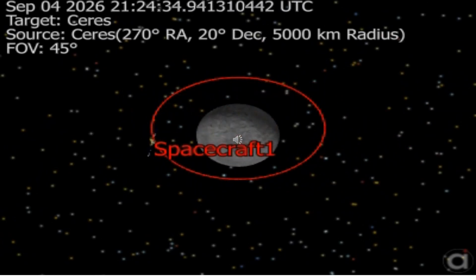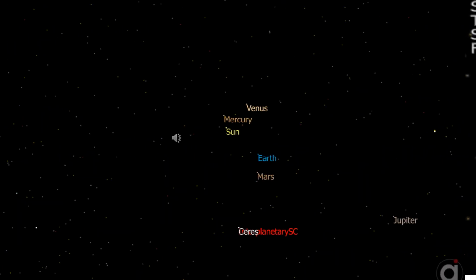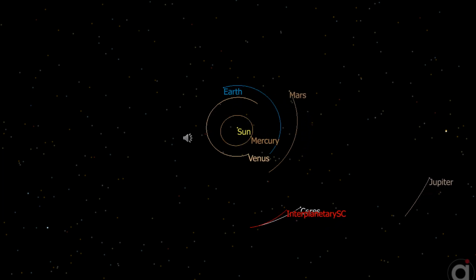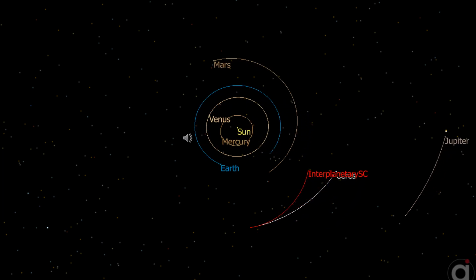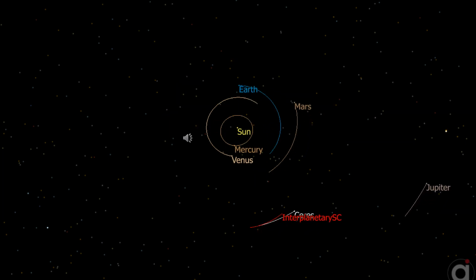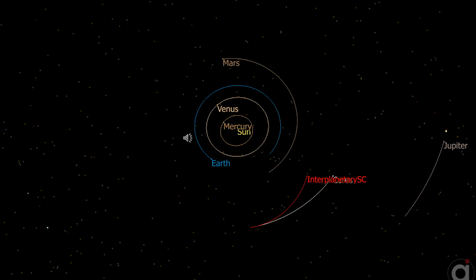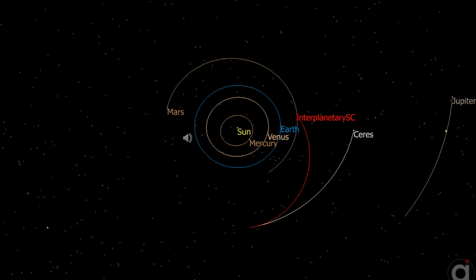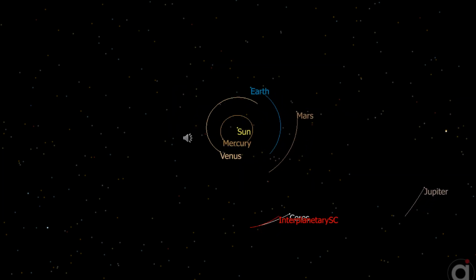Here we have a representation of the spacecraft orbiting Ceres 50 kilometers above the surface at 0.347 kilometers per second. In this animation, we have the interplanetary spacecraft returning back to Earth on its heliocentric trajectory.